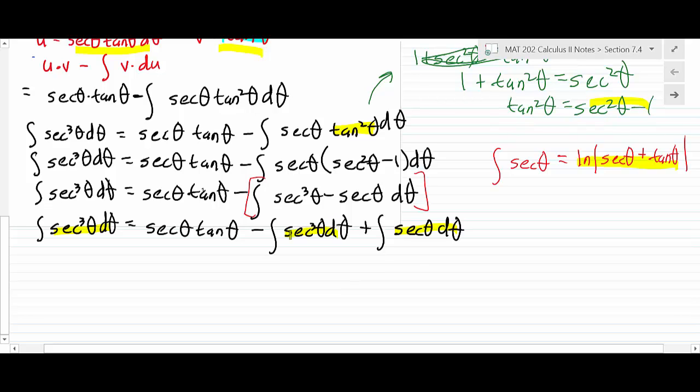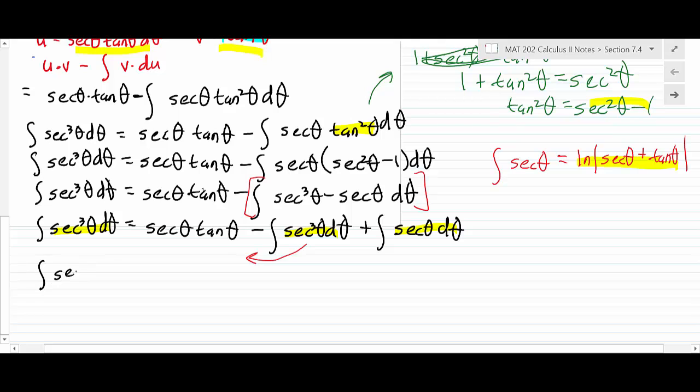So what do I need to do? I'm trying to find the integral of secant cubed theta. What do I need to do with that secant cubed on the right? I need to move it, because I've got to solve an integral equation. So we're going to move this thing to the right. Now watch carefully how I write this.